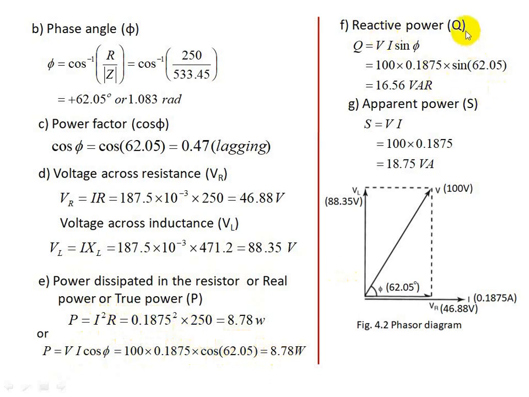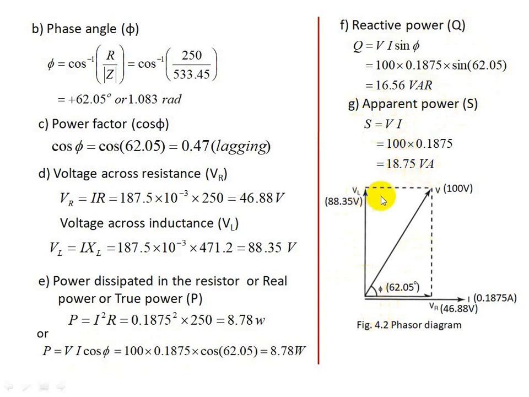Coming to the reactive power Q. Q is nothing but VI sin phi. So V, this is I, and sine of, already we know the angle. You substitute the angle, so you'll get 16.56 VAR, where VAR stands for volt ampere reactive. And the last one is the apparent power S. S is the product of V into I. So multiply voltage with current, you will get 18.75 volt ampere.